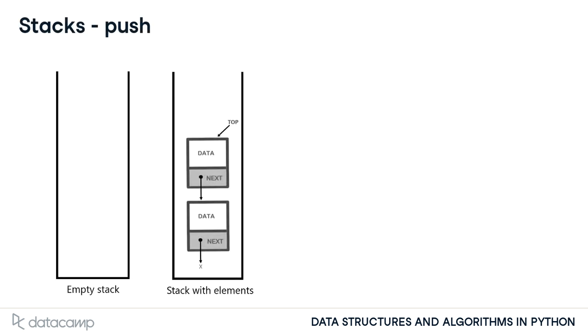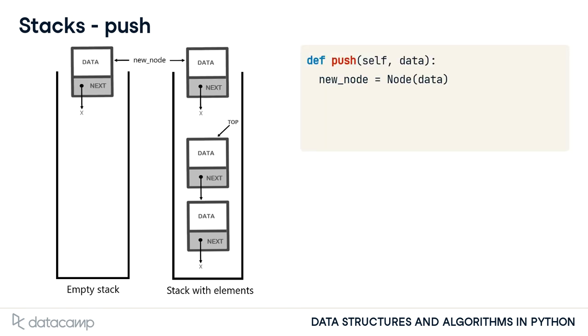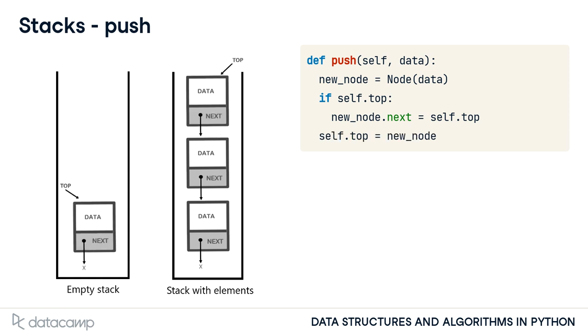To push a new element onto the stack, we will implement the push method. First, we need to create a new node with the data. If the stack is not empty, the next node of the new node will be the top node. Finally, whether the stack was empty or had elements, the top node will be the new node.